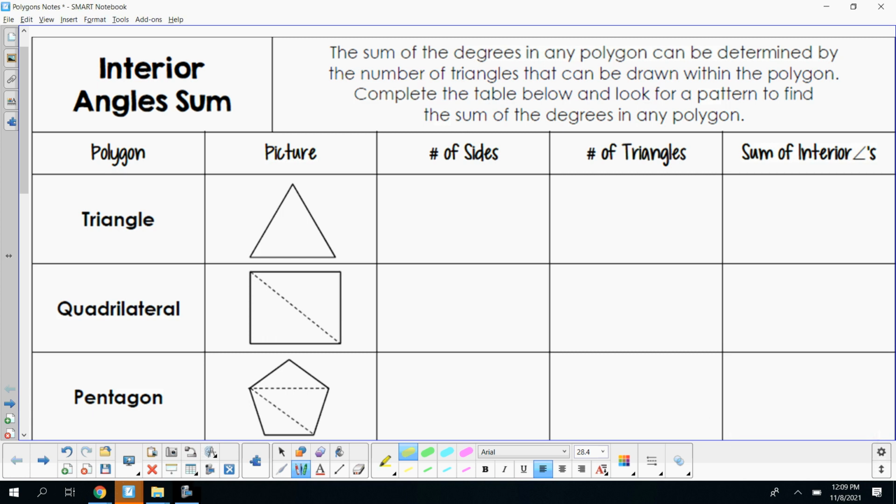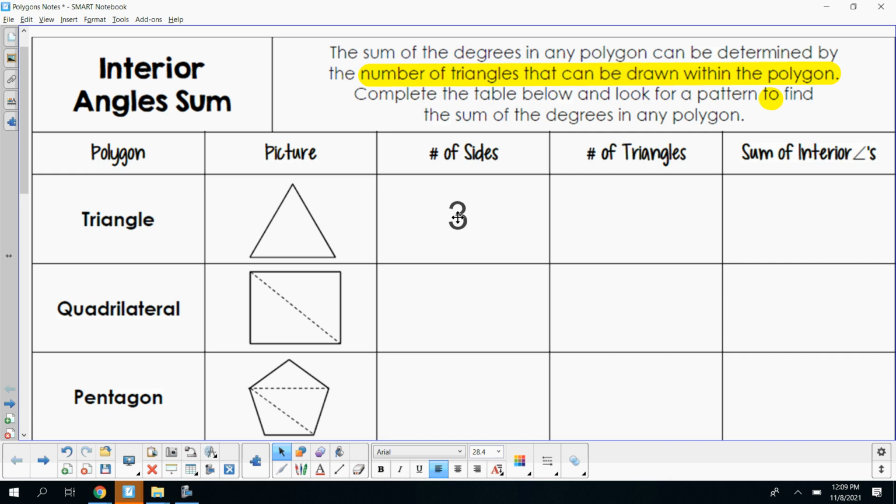Okay, geometry students, today we're going to talk about the interior angles sum. The sum of the degrees in any polygon can be determined by the number of triangles that can be drawn within the polygon. We're going to complete this table and look for a pattern to find the sum of the degrees of any polygon. So here we're looking at a triangle.